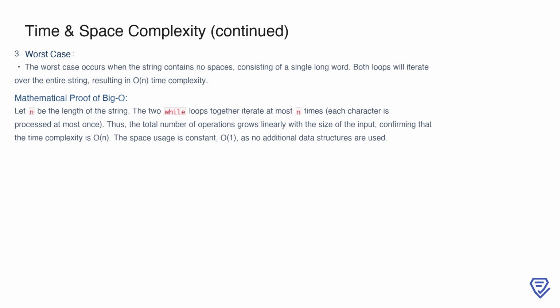time complexity of O(n). Furthermore, since the algorithm does not use any additional data structures and only relies on a constant number of auxiliary variables, the space complexity remains constant at O(1). This balance of efficiency in both time and space makes the solution highly optimized for this problem.